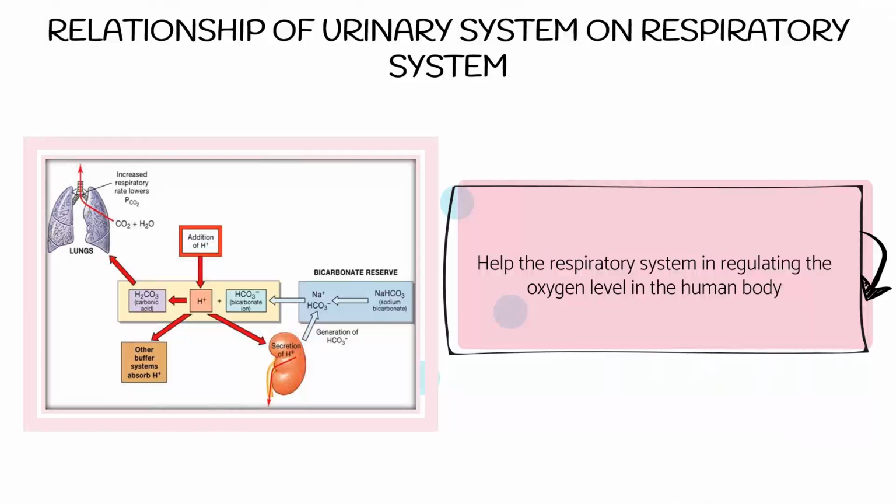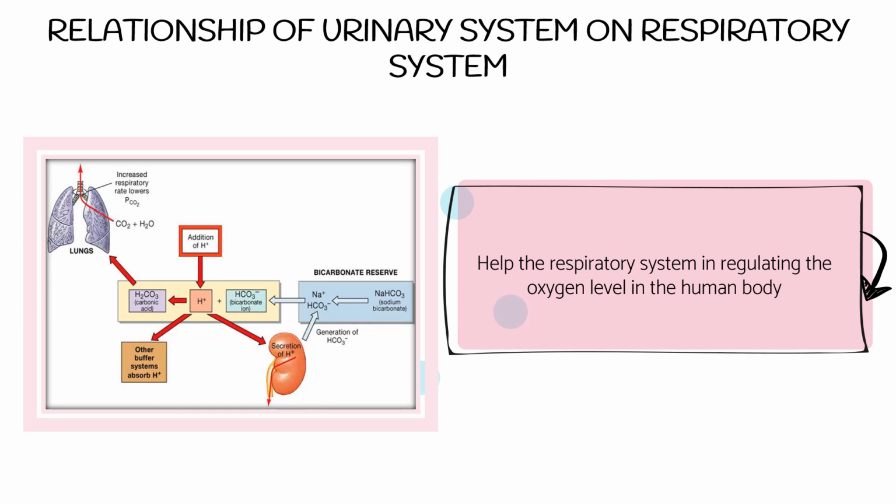Relationship of urinary system on respiratory system. As shown in the figure below, the kidney also helps the respiratory system in regulating the oxygen level in the human body. When a kidney fails to function, it may cause acid-base imbalance in the human body that will cause harm. It is because kidneys and lungs cooperate in adjusting the pH level of the body fluid.